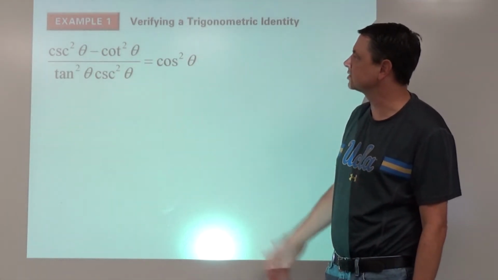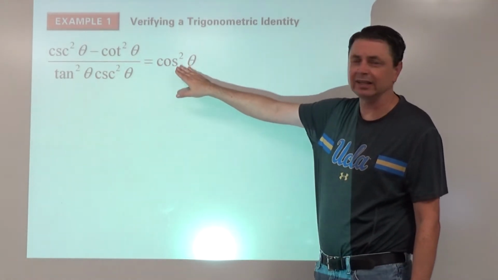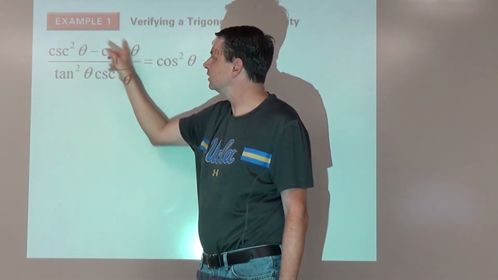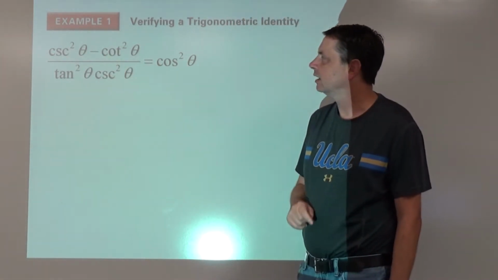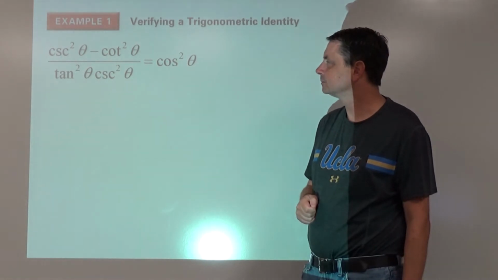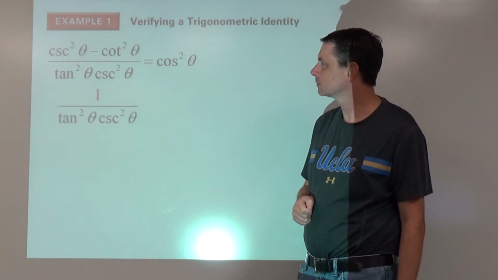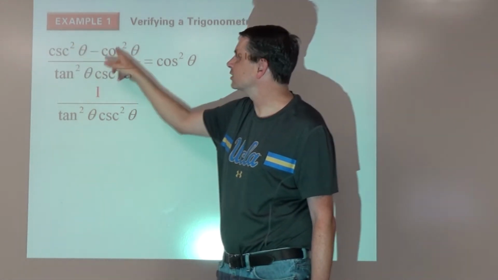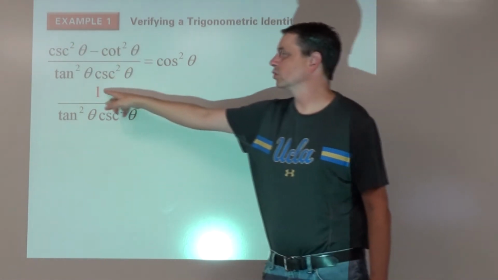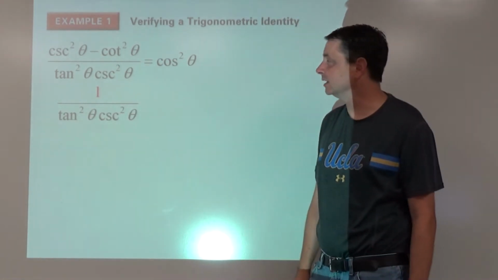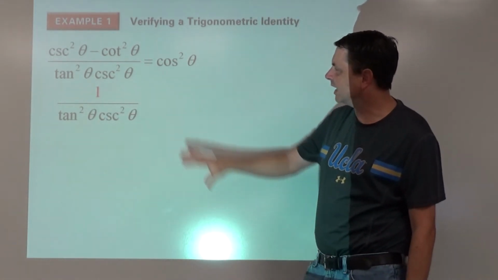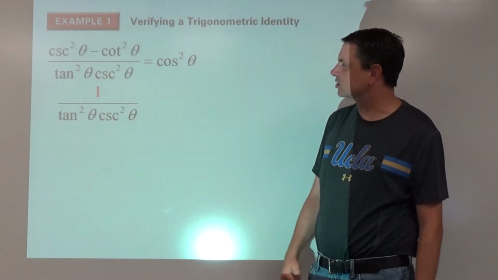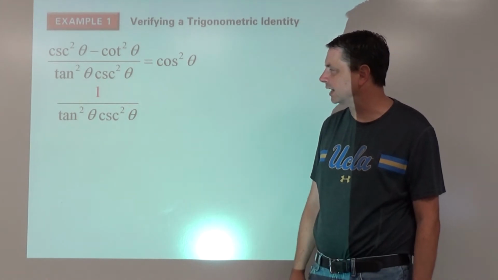All right, so we had a couple things going on. Keep in mind, this is what our goal is. So I'm thinking with all this squared stuff, that could be a Pythagorean identity. In fact, it is. Cosecant squared theta minus cotangent squared theta becomes 1 by a Pythagorean identity. All right, so then we're here, and we've got 1 divided by tangent squared theta, cosecant squared theta.